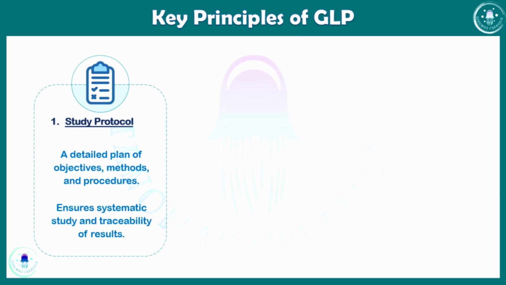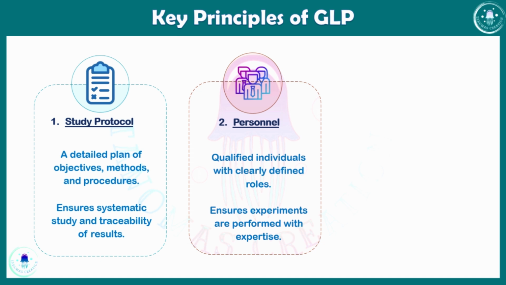Now coming to the second one, that is personnel. Personnel are the employees that work in that industry. The qualified personnel must carry out the studies with a clear definition of their roles and responsibilities. This ensures that those performing experiments have the necessary expertise to produce reliable results.